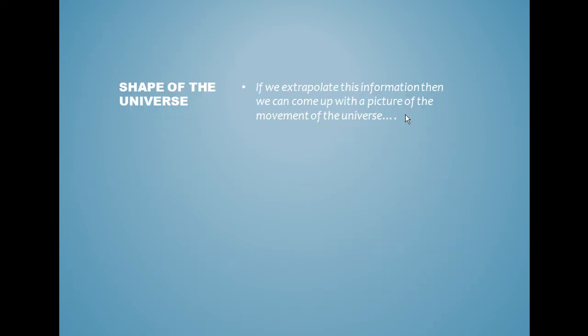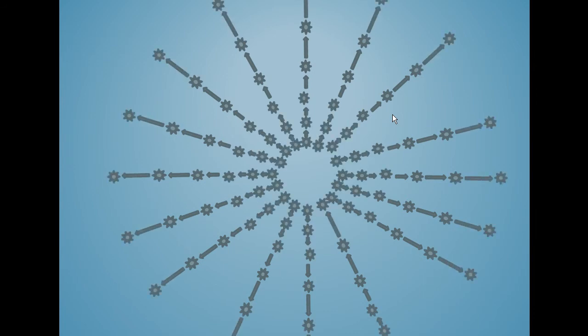So, what is that shape? If we extrapolate this information and we come up with a picture or a photo, a freeze frame of the movement of our universe at a set point in time. What does that movement look like? It looks like this. Here we have an object which is moving. Every object around it is moving away from it, and the further away each object is, the faster it is moving away from it.